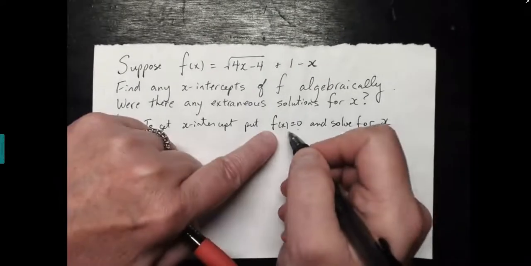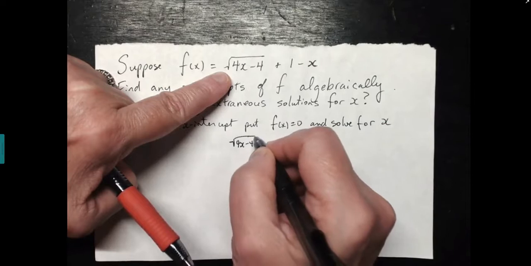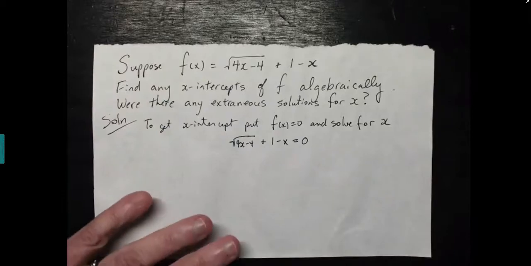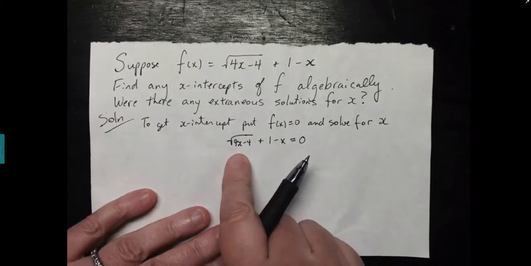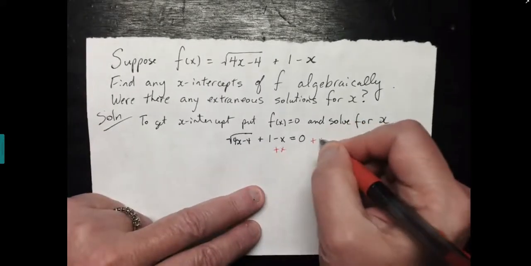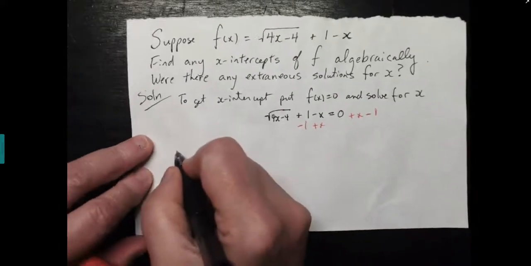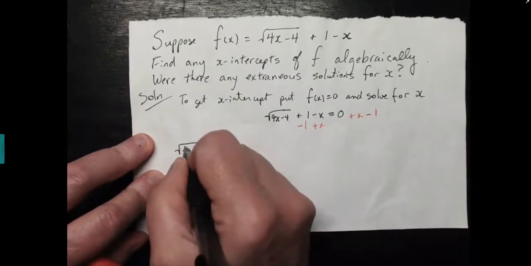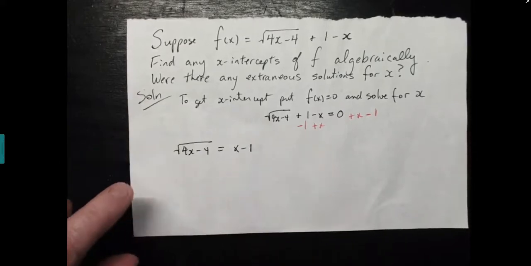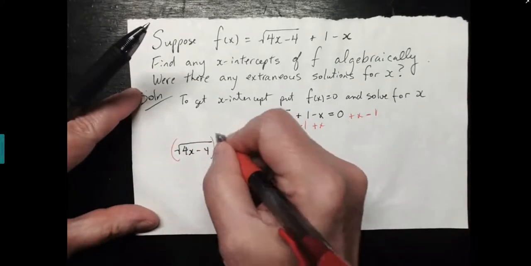Okay, so if f of x equals 0, well, here's my equation. So f of x equal to 0 is the same as the equation for f of x being equal to 0. Now I want to isolate this radical. So I want to get everything else to the other side. So I'm going to add x to both sides, and I'm going to subtract 1 from both sides. And so I'm going to have the radical that's equal to x minus 1. Now I have a radical equation that I can solve. And I'm going to solve this by squaring both sides.